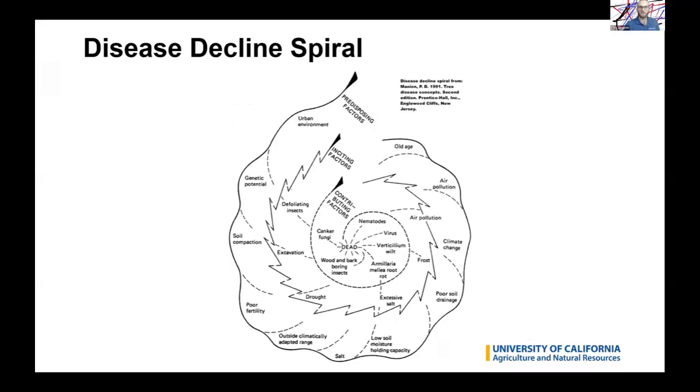I know this group maybe isn't that familiar with this diagram, but this is a very popular and up and coming concept originally taken from Paul Mannion in his book talking about the disease decline spiral, which conceptualizes how a tree reacts to its environment and all these compounding factors which ultimately lead to tree death. So it's not just one factor that causes tree death, it's a set of factors that ultimately contribute to death.